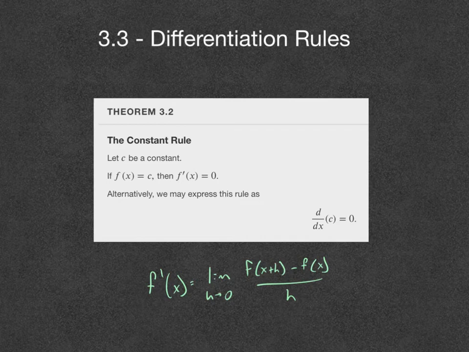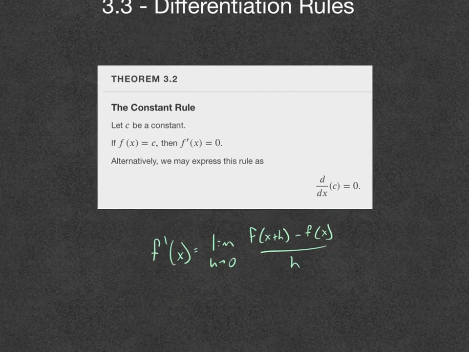First we have the constant rule. It says that for any constant c, if my function is f of x equals that constant, then the derivative is 0. Summarizing, the derivative of a constant is 0. We can talk about that in terms of slope. A constant function is a horizontal line. The slope of any horizontal line is 0.